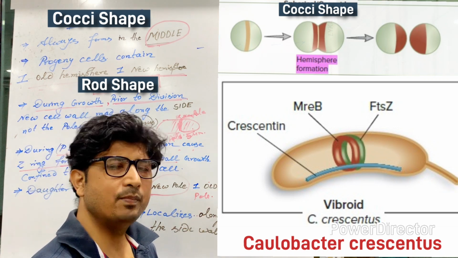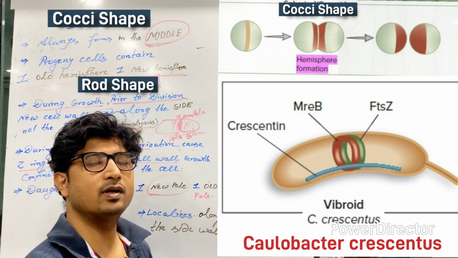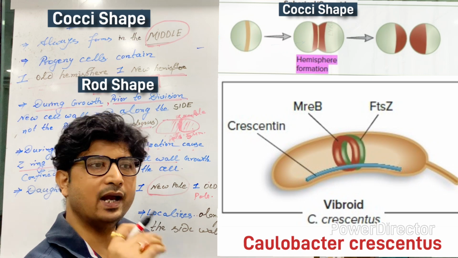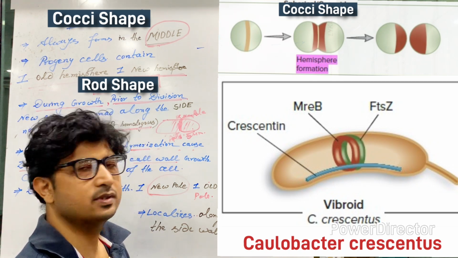Okay. Now some bacteria, mostly vibrioids, have this kind of proteins which slow down the peptidoglycan synthesis process in a particular wall, along the wall. That is why a comma shaped structure is formed. I hope you have understood this class.